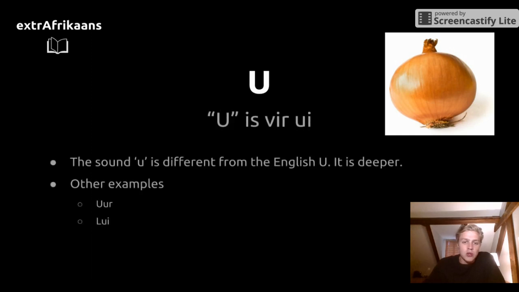Next, we've got u. U is for ui. The sound u is different from the English u. The English u goes u, whereas the sound u in Afrikaans goes u. It's deeper and it requires a rounding of your mouth. Other examples of the sound include uur, which is hour, or lui, which is lazy or to ring.